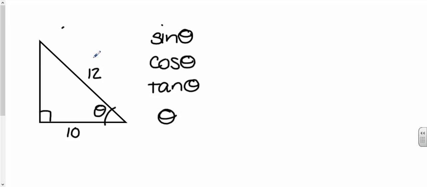Now you always have to make sure that C is the one on the hypotenuse, but it doesn't matter which one of these is A or B. So I'm just going to put A up here and B down here. So Pythagorean says A squared plus B squared equals C squared.